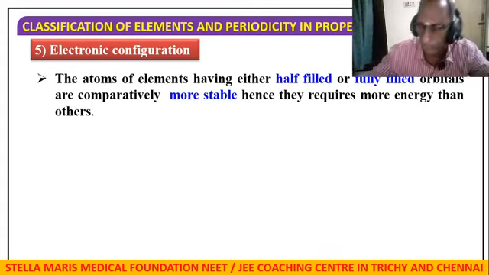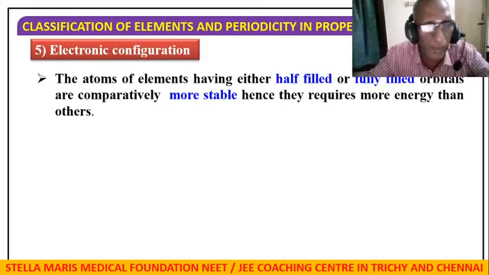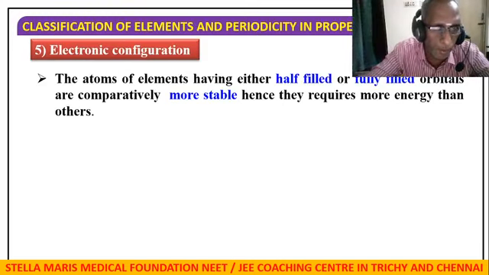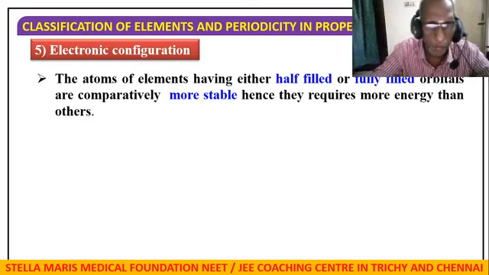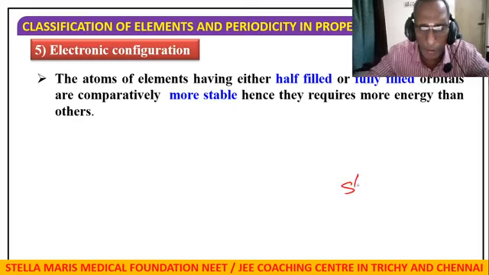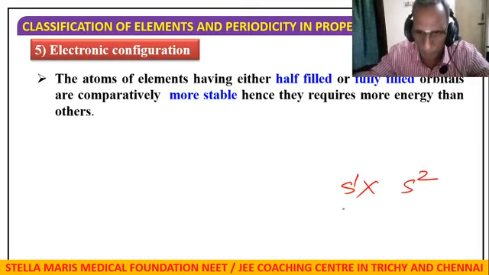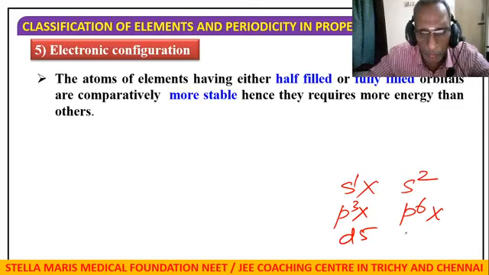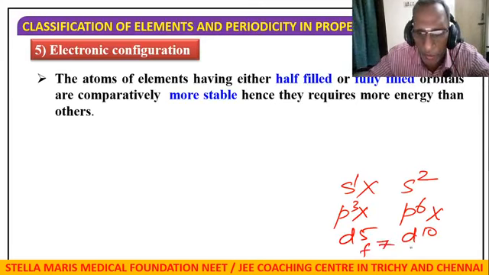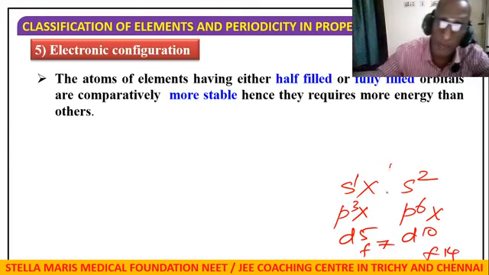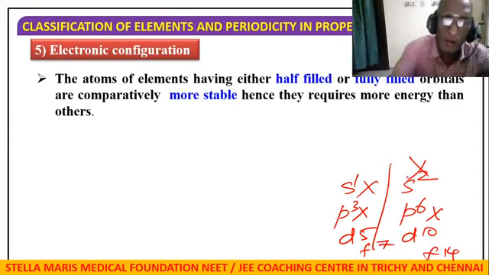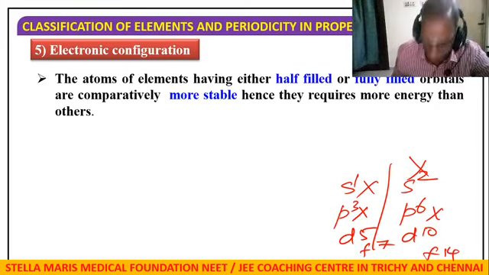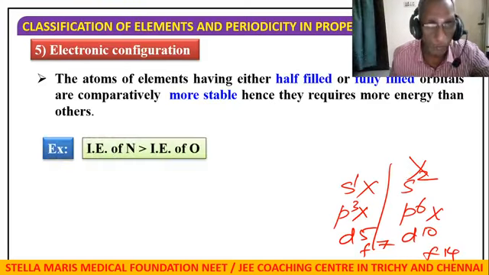Already you have studied that half filled and completely filled electronic configurations are more stable. That's why it is very difficult to remove an electron from a half filled configuration. s1 electron, very difficult to remove. s2 electron, p3 electron, very difficult to remove. p6 electron, very difficult to remove. d5 electron, d10 electron, f7 electron, f14 electron. These are very difficult to remove. If the electrons are in the half filled or completely filled position, it is very difficult to remove them.